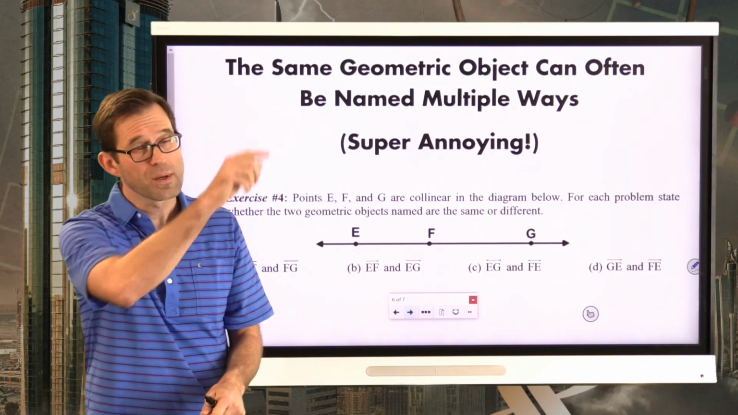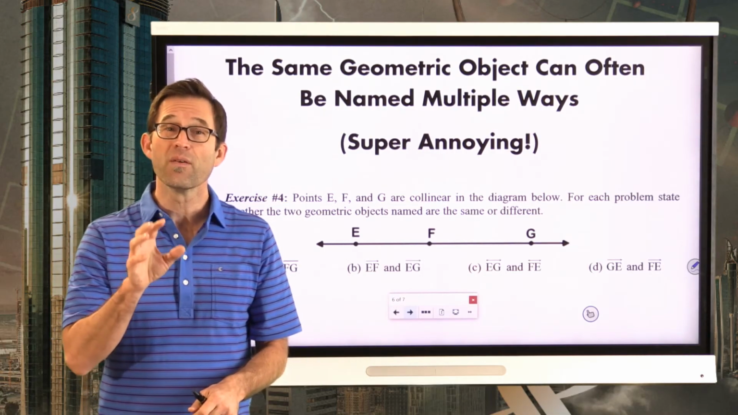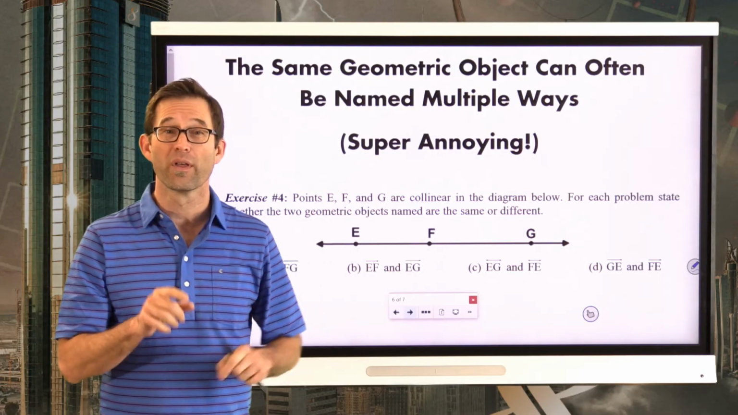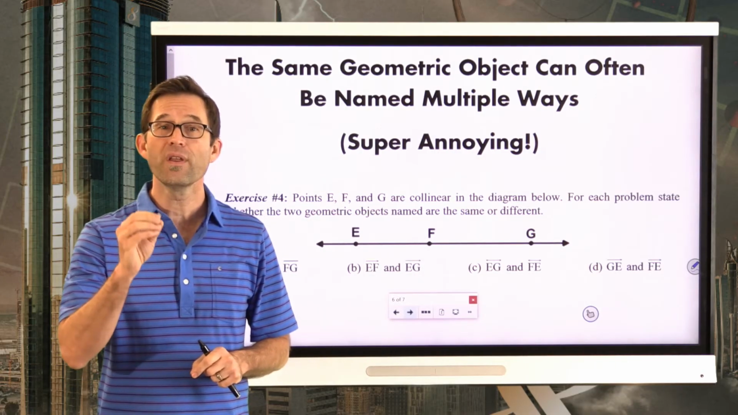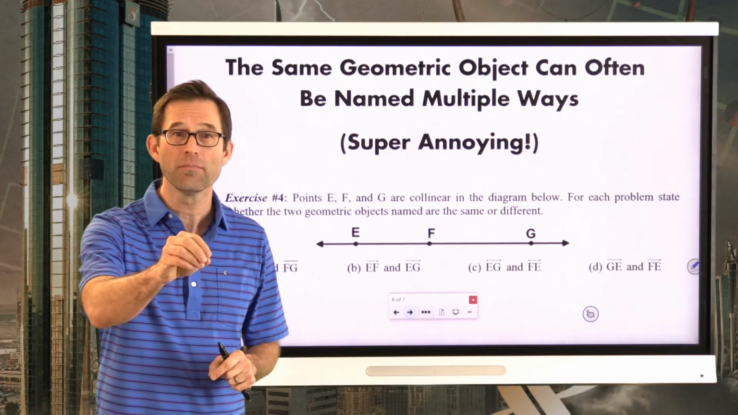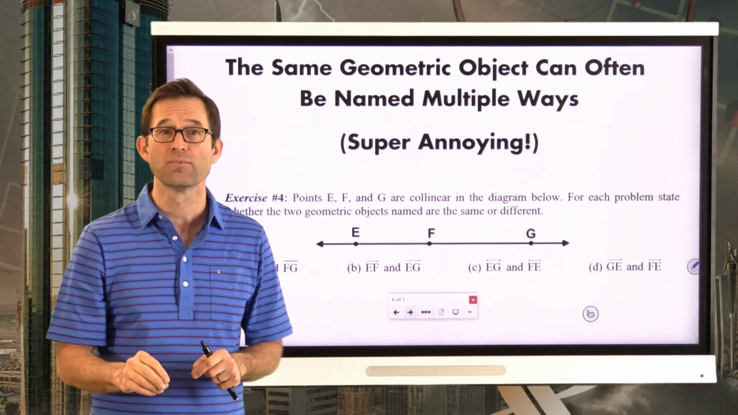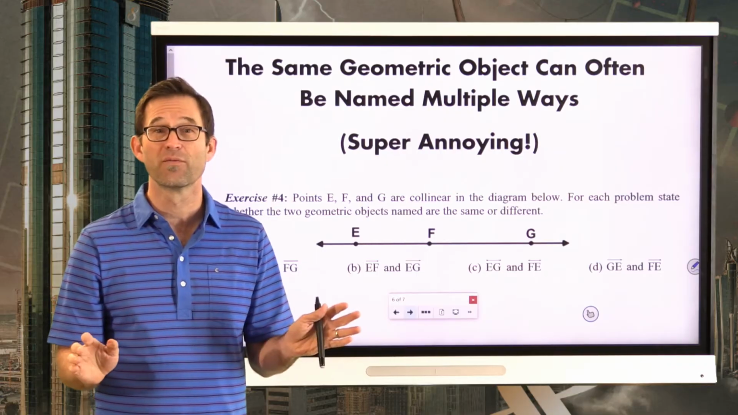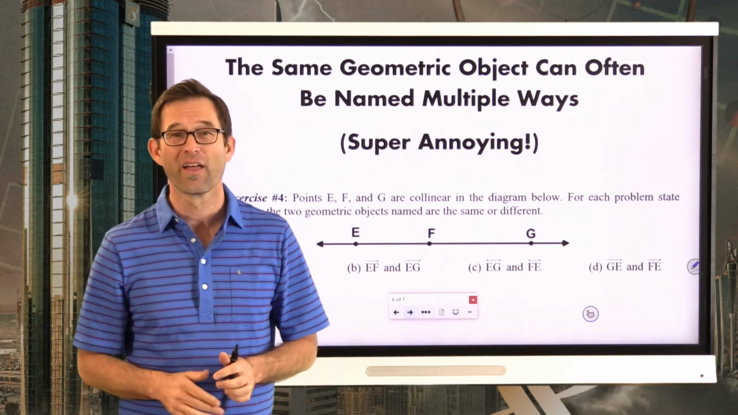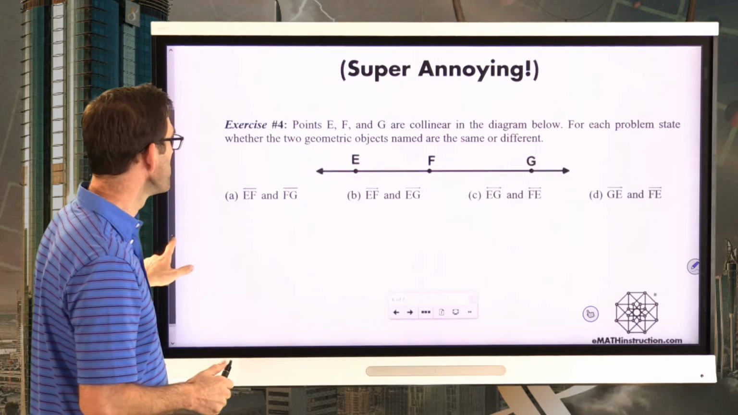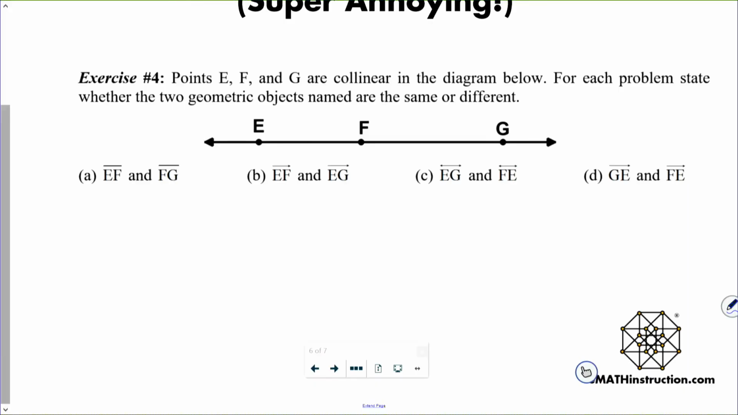Those up there, right? And one of the really annoying things, super duper annoying things in geometry is that you can often name the exact same collection of points, the exact same geometric object, in two totally different ways. So I want to look at that in our final exercise of the day, exercise number 4. Let's take a look. Points E, F, and G are collinear, meaning that they all fall on the same line in the diagram below. For each problem, state whether the two geometric objects named are the same or different.